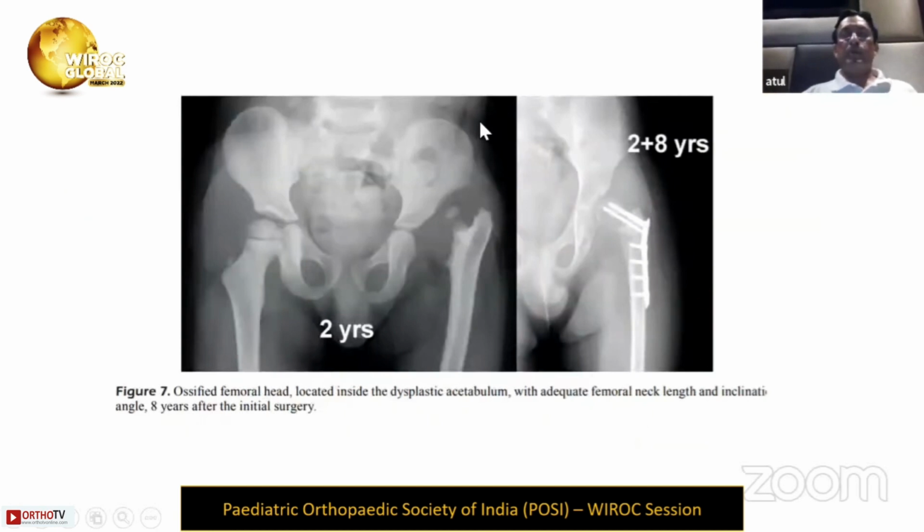So the bottom line is that these children need repeated surgeries, they need good follow-up. And if the parents don't give up, some of them can end up with a reasonable result. This was the initial X-ray where one could think of doing a trochanteric arthroplasty, but they persisted in trying to put this head back in. And there is some hope that this head has a cartilage which is viable and may form a reasonable head.